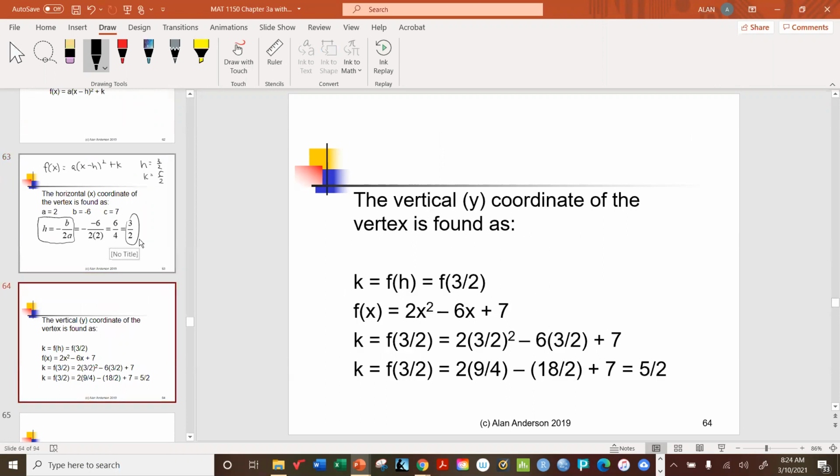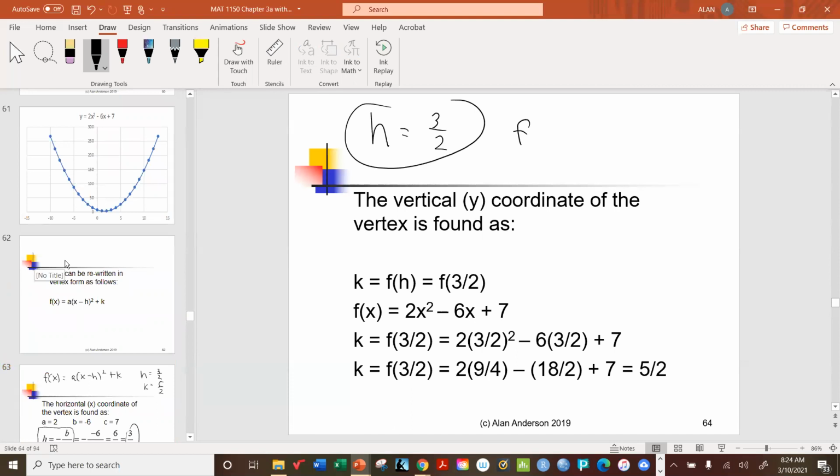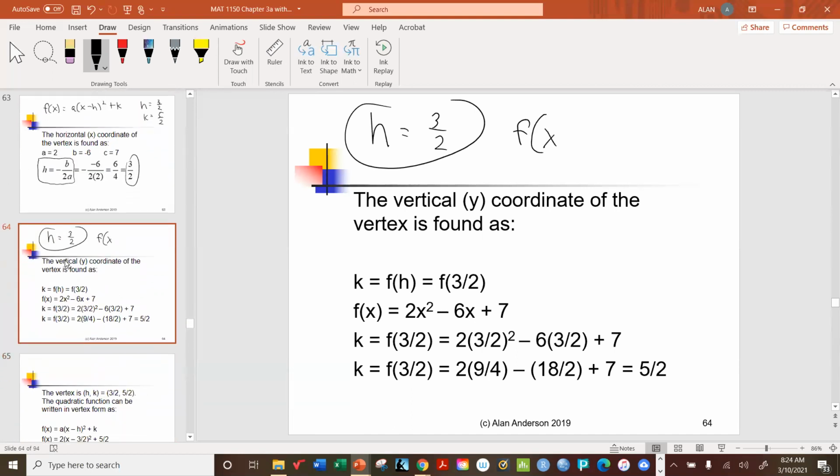So again, given that h was determined to be, from that formula, 3 halves, the way this works is that k is the value of the function evaluated at h. In other words, the original function was f of x equals 2x squared. Oh, there it is. It's right here. So f of x is 2x squared minus 6x plus 7. And so when you replace all those x's with 3 halves, algebraically, we discover that k is 5 halves, which we've already seen in Symbolab.